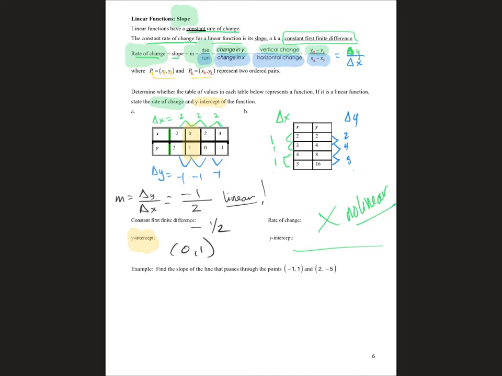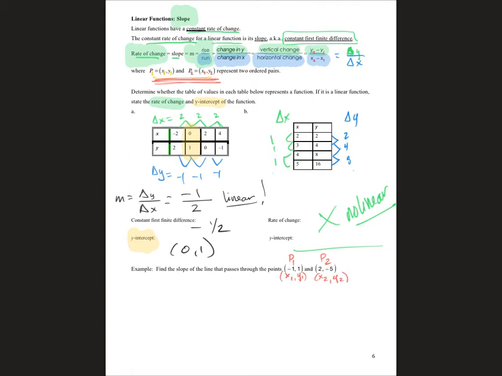So, let's go back to this information here, and let's use the fact that we have been given 2 points. I'm going to call this point 1 and point 2. It doesn't matter which one I'm calling point 1 and point 2, but I have to denote it. So that means this is the x value for point 1. This is the y value for point 1. This is the x value for point 2. This is the y value for point 2.